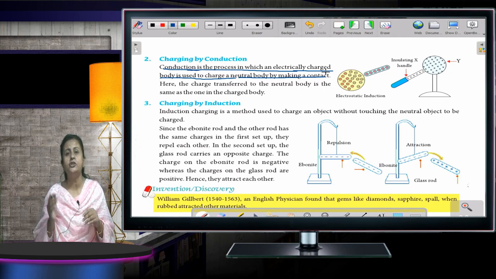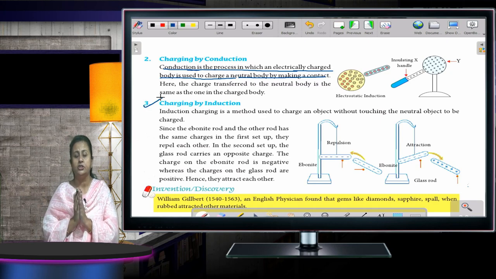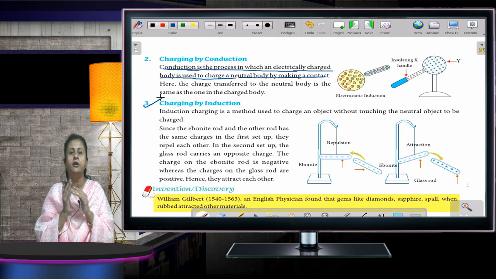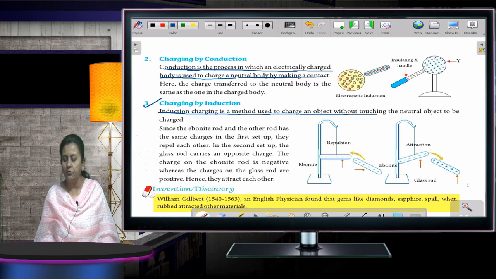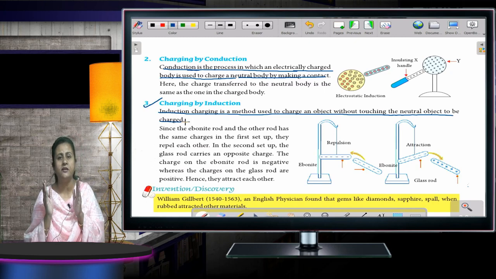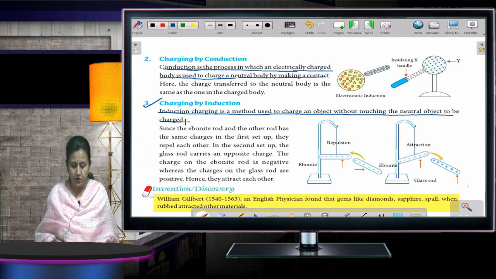But if I talk about charging by induction, what will happen? The bodies do not physically touch. Okay, they do not come physically in contact with each other. Induction charging is a method used to charge an object without touching the neutral object to be charged. You don't touch both the objects, they don't come in contact with each other. But in conduction, both the objects come in contact. Physical contact is there, but in induction, no physical contact is there. Fine. Now we'll move to the next one.